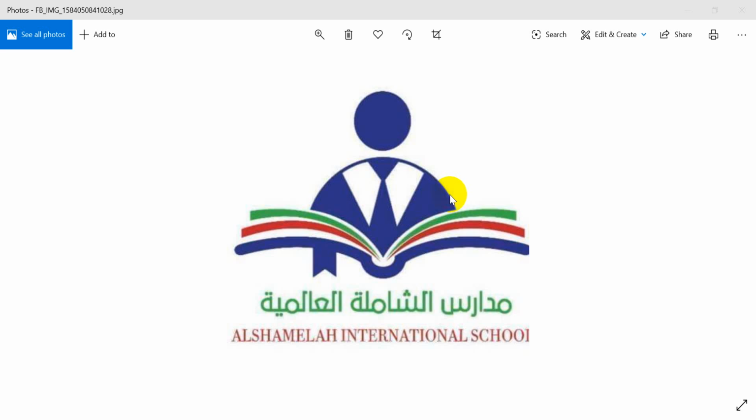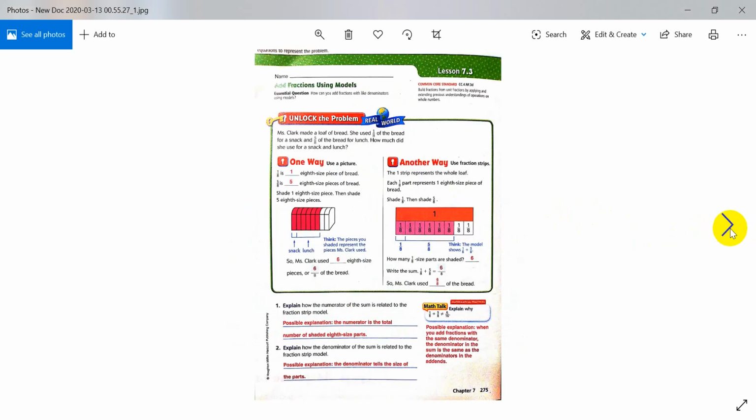Dear student, grade 4. Our lesson today, lesson 7.3, is called Add Fractions Using Models. Okay, open your book, page number 275. Okay, we start first problem thus.